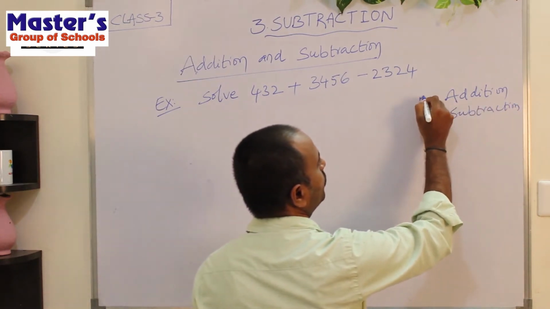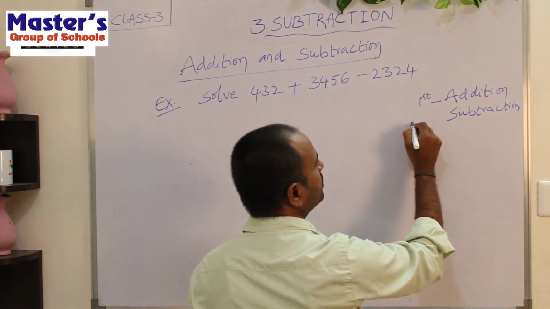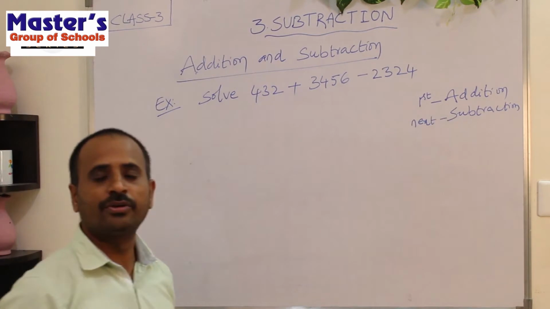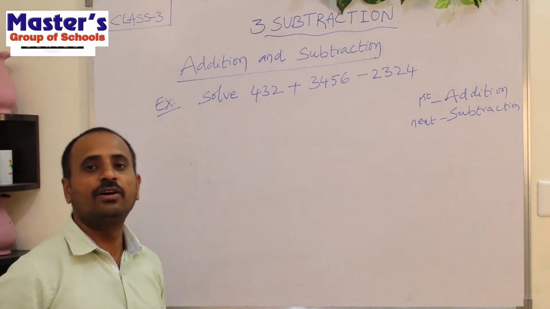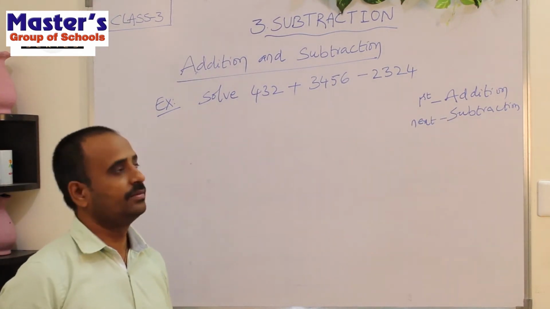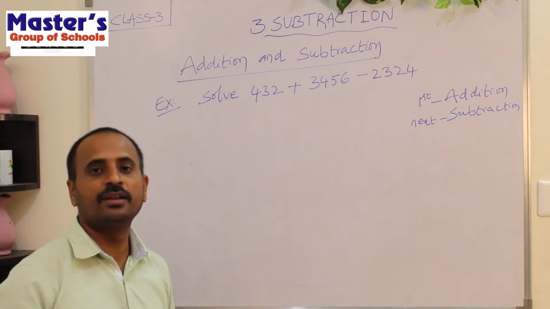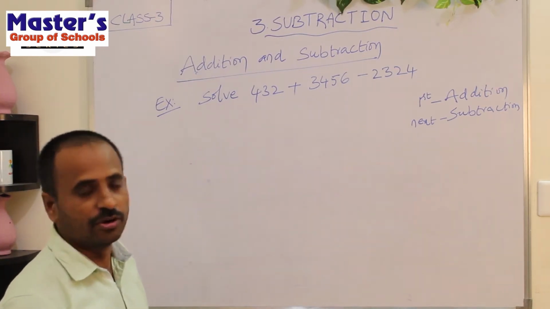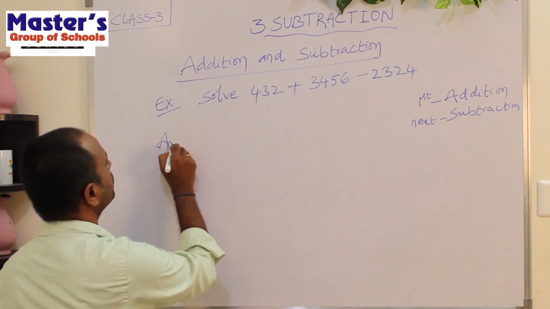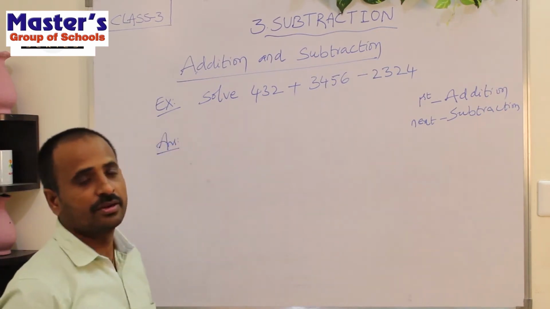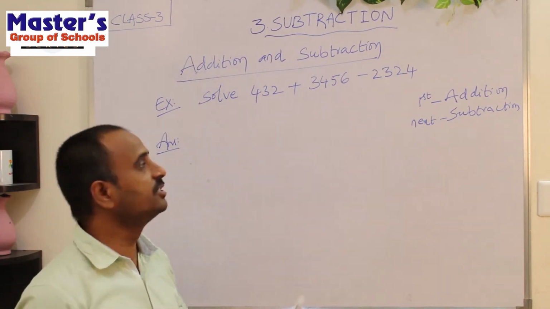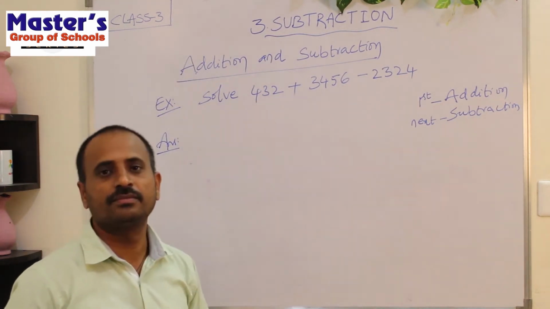So first we have to do addition, next subtraction. First we have to do addition and we have to subtract the third number from the sum. So children, first we have to do addition. So how to do addition? Remember, first we have to write the places. So first we have to arrange these numbers one below the other.